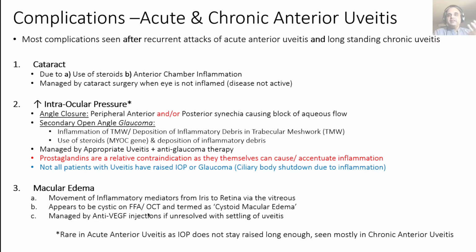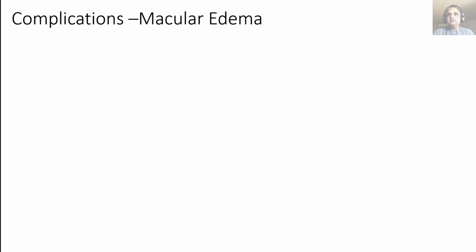You can give anti-VEGF injections because that will control the vasodilation. The anti-vasodilatory effect of an anti-VEGF can control this. But most of the time what happens is once you control the uveitis, the macular edema subsides on its own. If it doesn't, you can give these injections.